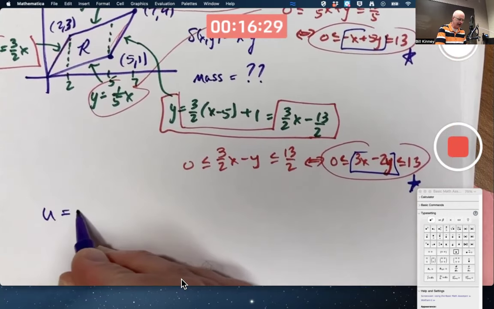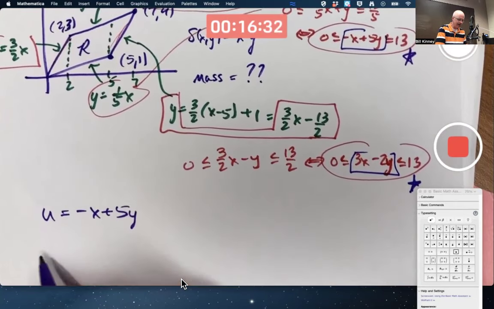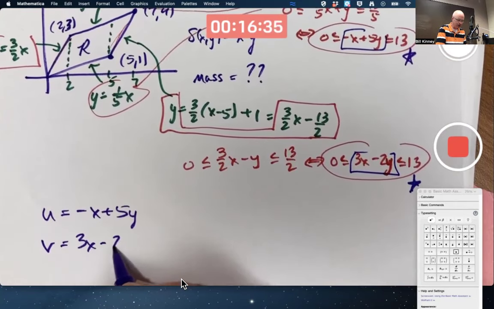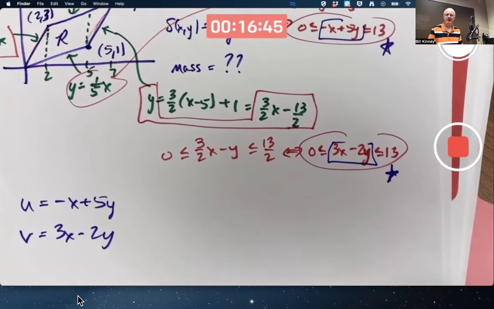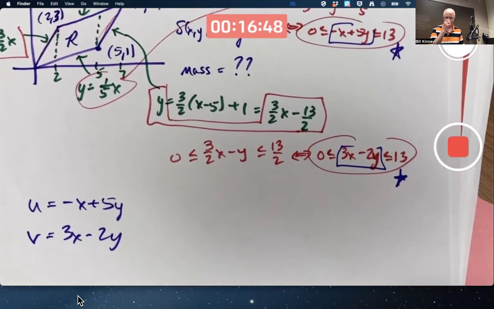Say u equals negative x plus 5y, v equals 3x minus 2y. Just using what's in the middle there, without the fractions, to define a transformation. Effectively defining two new variables, as we do with u substitution in calculus 2. Let u equal something. When you're doing substitution in calc 2, you let u or w or whatever letter you want to use equal, whatever it is, x squared minus 1 or something. Figure out du and use that.